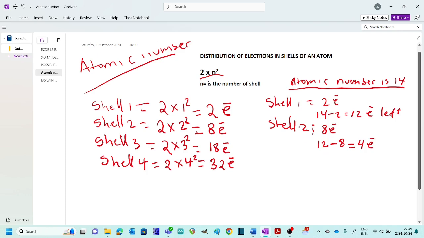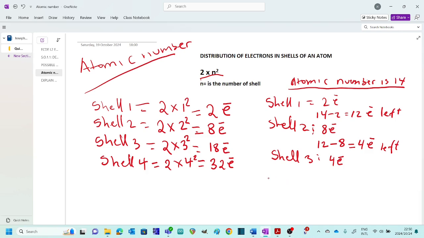There is no need to continue with your calculations, because shell 3 normally is supposed to get 18 electrons, but here we only have 4 electrons left. All you have to do is say shell 3 is going to have the leftover electrons. So shell 3 is going to have 4 electrons. Finish. Automatically we assign the 4 electrons left to shell 3.